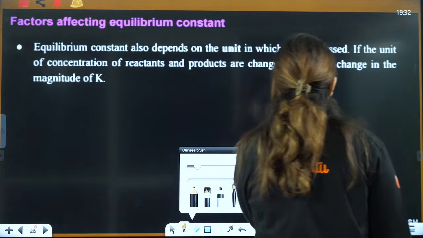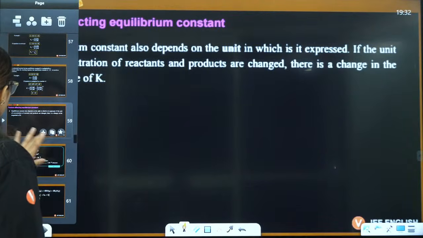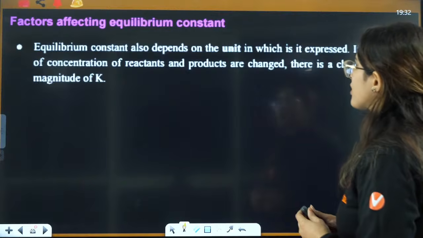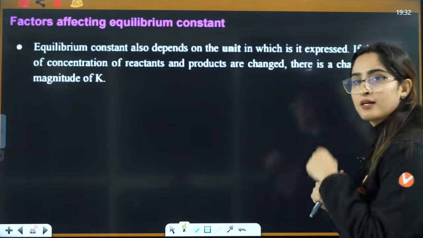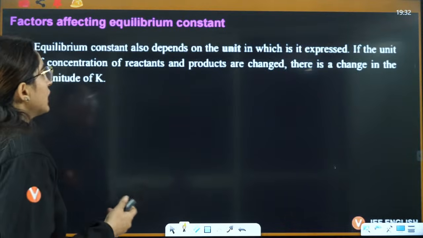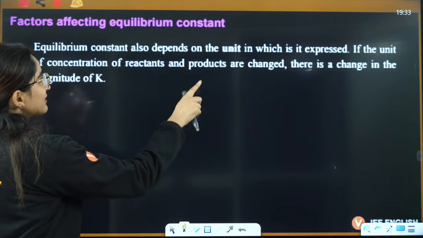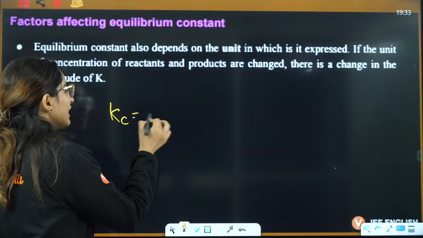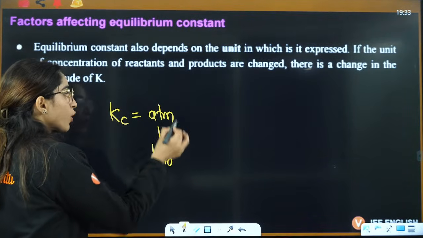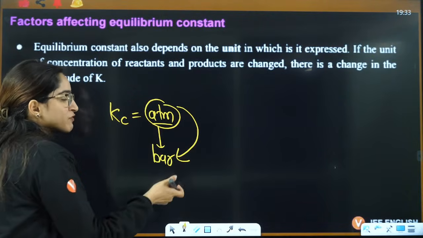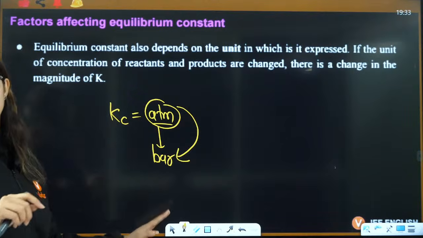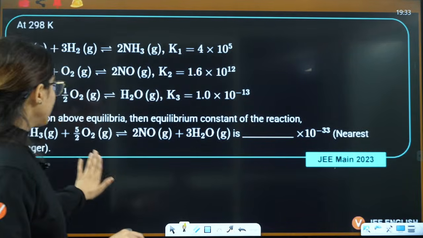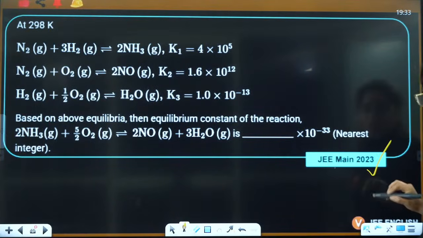Next, and we'll do questions based on that as well, let's just see the last point. Equilibrium constant also depends on the unit in which it is expressed. If the unit of the concentration of the reactant and product are changed, then there is a change in the magnitude of K. That means if you are representing Kc in atmosphere and you change it to bar, the units are changing, so you will multiply it with something to convert it into bar. That's why the value of Kc will also change.